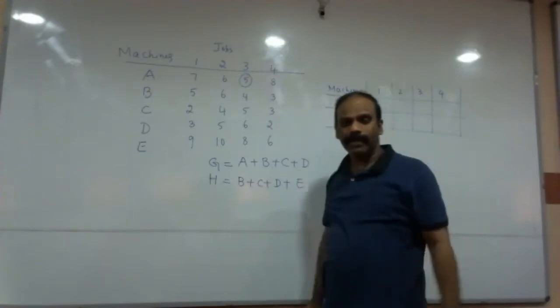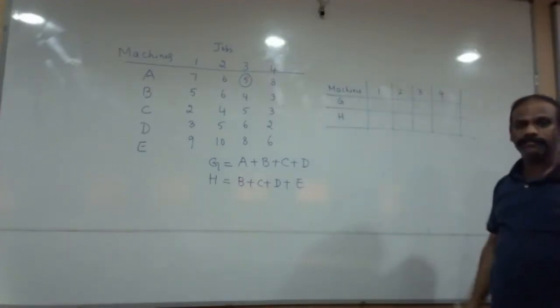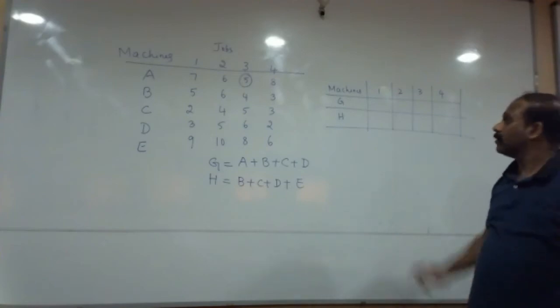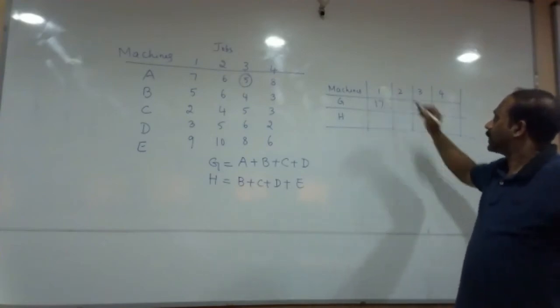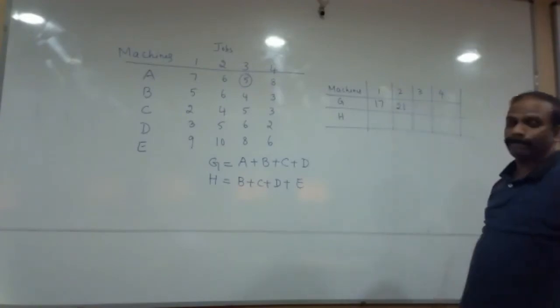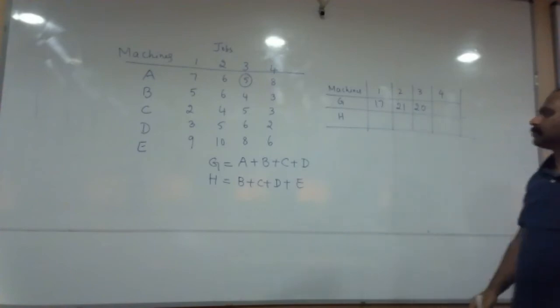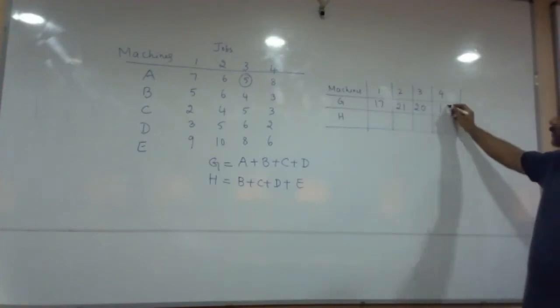Can you please add and quickly tell me the answers now? Can one of you please tell me the answers now? 17. 17, good. Second machine. 21, 21, okay. 20, 20. Okay. 16. 16. Great.